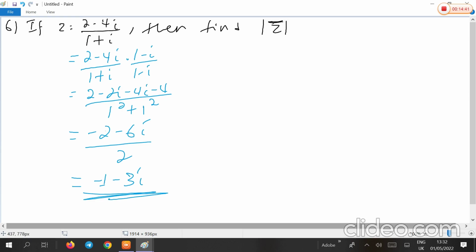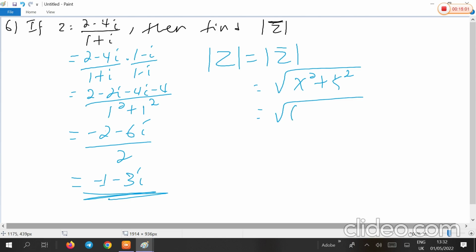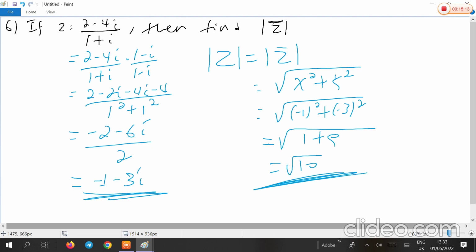Actually, the modulus of z and the modulus of the conjugate of z are equal, since the modulus is the square root of x square plus y square. When we take the conjugate, only the sign of y changes, which doesn't matter. So the square root of minus 1 square plus minus 3 square equals the square root of 1 plus 9, or the square root of 10, is the modulus of the conjugate of the complex number.